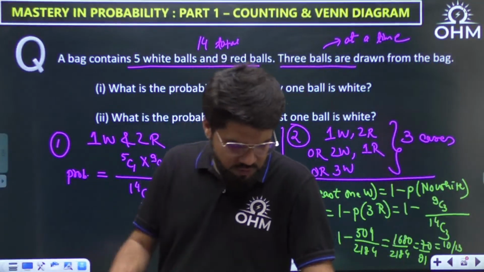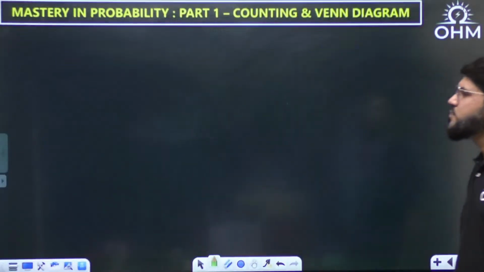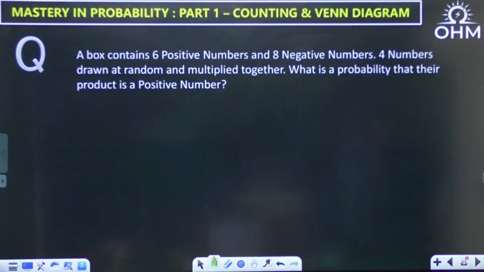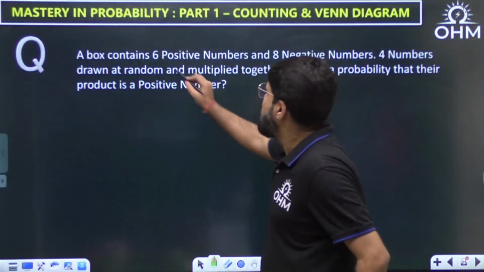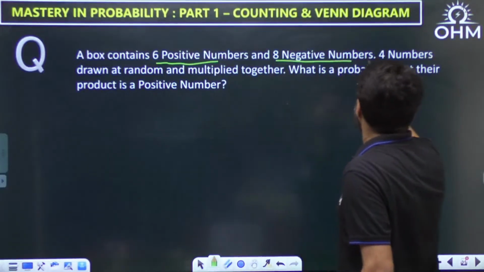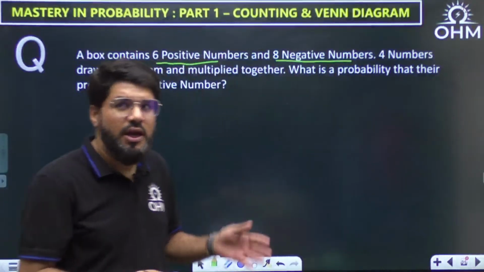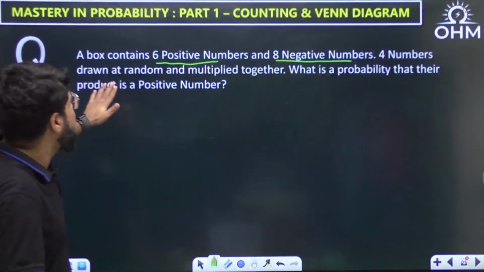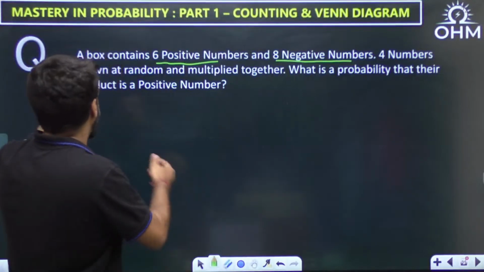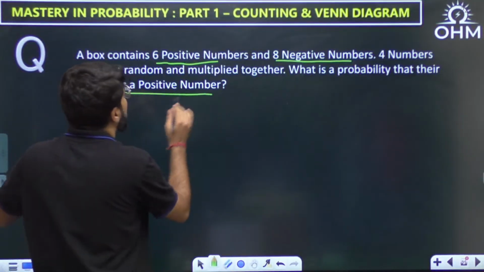Chalo, let's move ahead to the next question. A box contains, again a counting based question, 6 positive numbers and 8 negative numbers, and 4 numbers are drawn at random, together, at a time. The 4 numbers are drawn at random and multiplied. What is the probability that their product is a positive number?